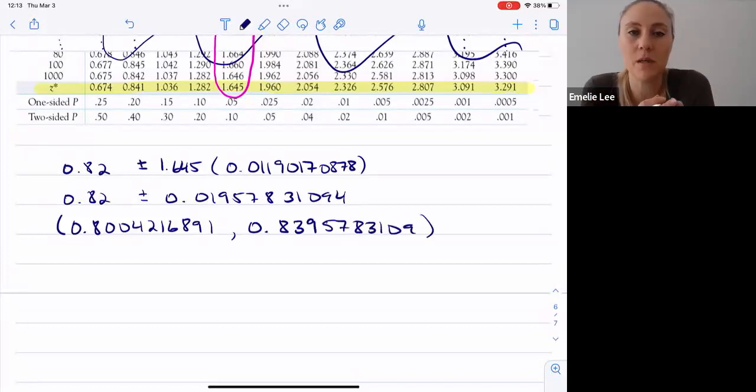So notice how I'm keeping all my decimal places, and usually if I'm reporting a percentage, then I'll round to 1 decimal place for a percentage, or I'll keep 3 decimal places or 4 decimal places if I keep it as a proportion. Okay.